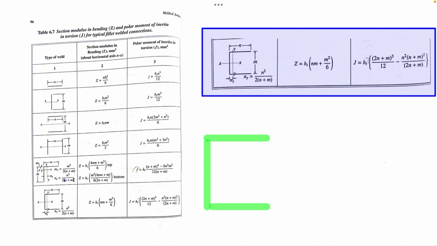And here there is one mistake in locating the CG. This will be symmetrical with respect to the x-axis, and with another line here, the CG will be coming here. So in order to locate the CG, we need this distance n_y, and the equation for n_y is given as n squared divided by 2n plus m, instead of 2 into n plus m. There is no bracket actually, so this is n squared divided by 2n plus m. So we need to locate the CG like this. We can find the value of this distance, n_y, which is equal to n squared by 2n plus m.